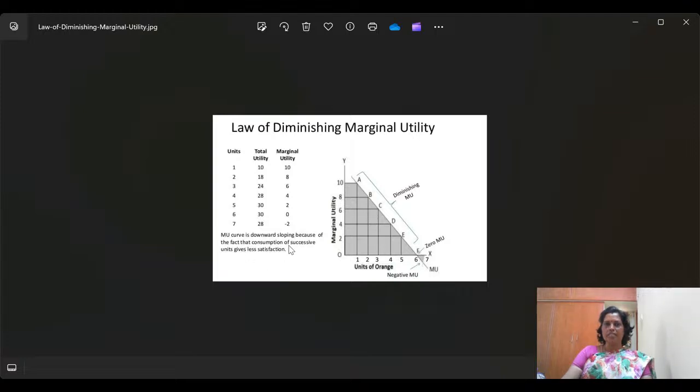So the MU curve is downward sloping. MU means marginal utility curve. It is downward sloping because the consumption of each successive unit gives less satisfaction. So successive consumption gives less and less satisfaction. Yes, so this is the illustration and the assumptions. Now, what are the limitations?